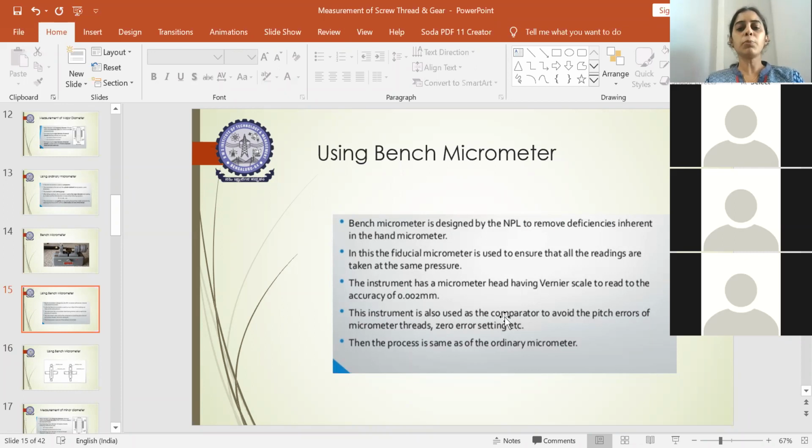So this instrument could be used as a standard to compare with the cylindrical object whose major diameter has to be determined. It helps in overcoming the pitch errors of the micrometer threads, and zero setting errors could also be overcome, because you can use it as a standard and do the calibration of the instrument before operating. But the operating process is the same as that of the hand micrometer.